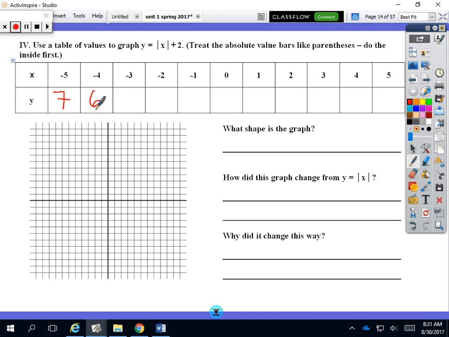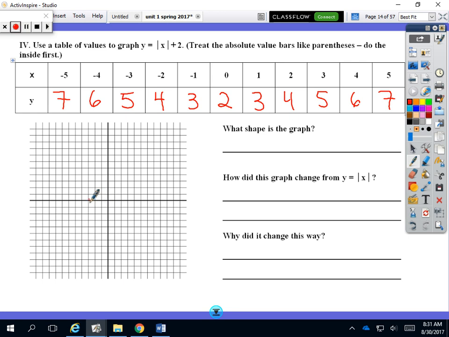And if you calculate them each separately or put it in your calculator, these are the numbers you should get. If I put negative 2 in, I get 4, 3, 2, 3, 4, 6, 7. So it looks like there's going to be some sort of shift here, but I don't know which way. So let's plot these points.